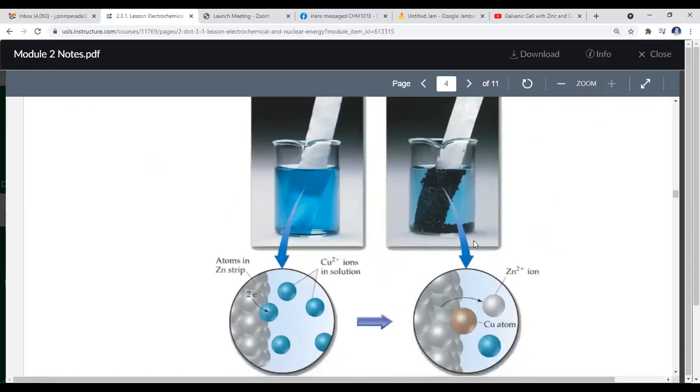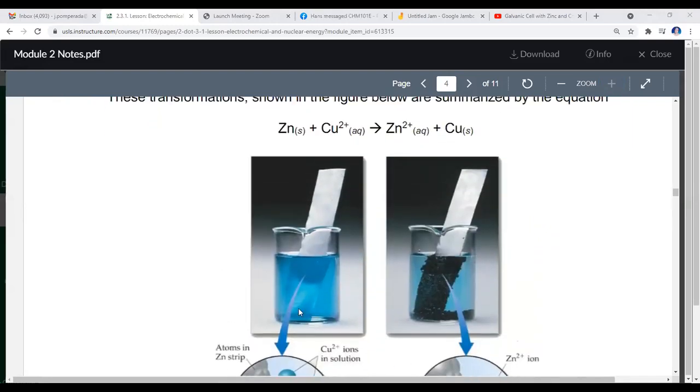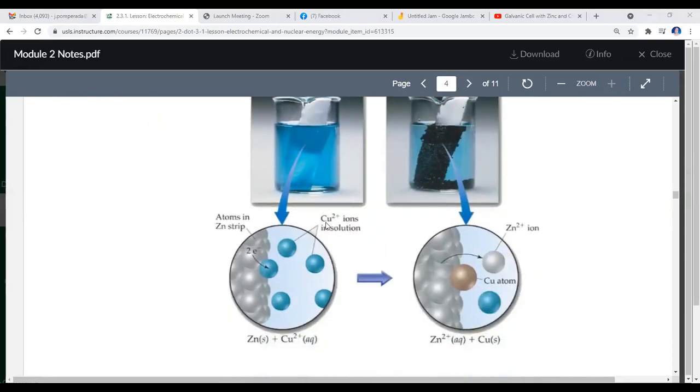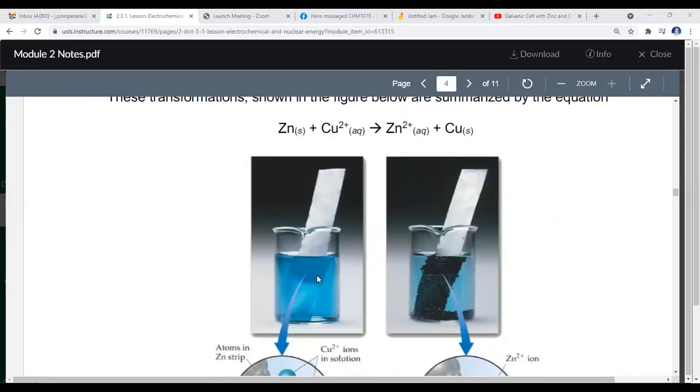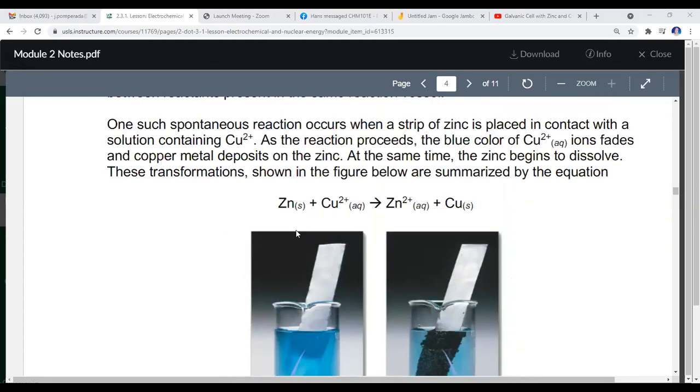Okay, if you look closely here, this is your zinc. This is your zinc metal. And you have copper ions in solution. So this is your copper ion solution. So what happens is atoms in the zinc strip, by the way, class, sorry, this is the zinc strip and this is your copper solution. Your zinc strip is being dipped into your copper solution. Okay? So what happens? The zinc metal gave away 2 electrons, as you can see here.